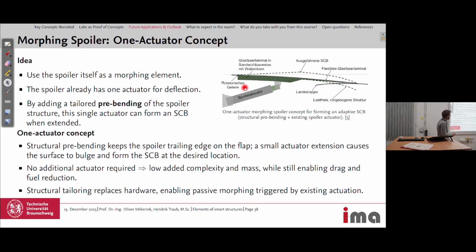They tried to use the existing spoiler. So here is a control surface which could extend like this and then stay there to act as an air brake. And they replaced the surface of this spoiler with a pre-bended surface, and with this they could use only the spoiler actuator and don't have to introduce another actuator for the shock control bumps. The idea was to have this pre-bent surface and pull it in a bit so that it has the same geometry as the spoiler, so a smooth surface of the wing again. But if you slightly extend the actuator, it would get into the pre-bended shape again, and you get this bump.